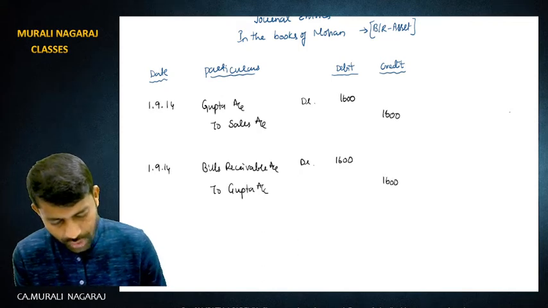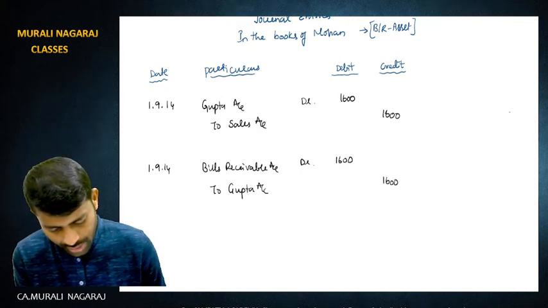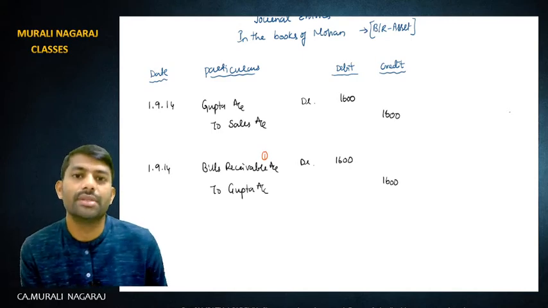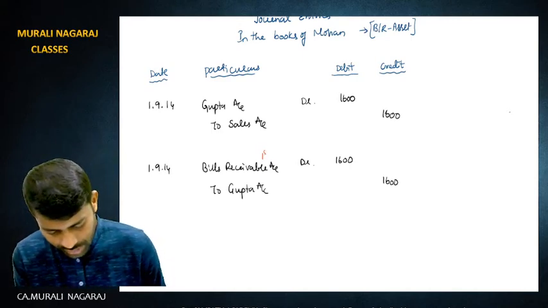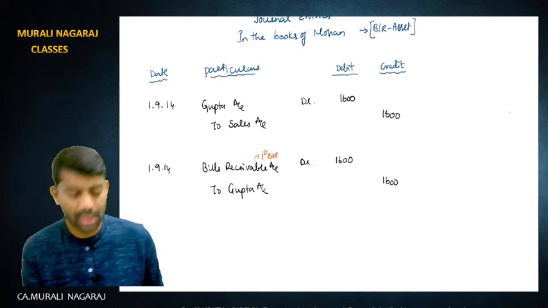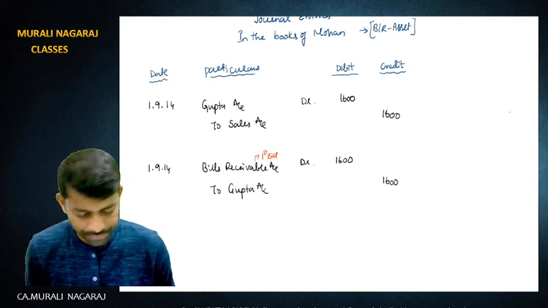So this, for your information, I will write it is bill number 1. It is a bills receivable. That's the first bill, just for your information. It is the first one we accepted on 1st September.